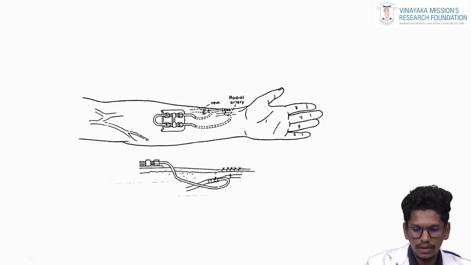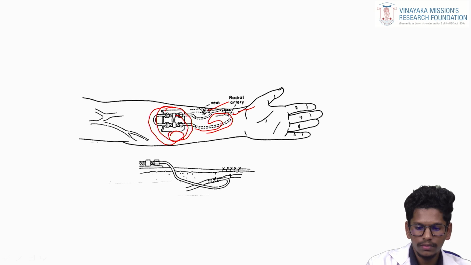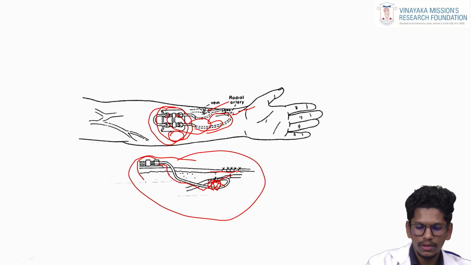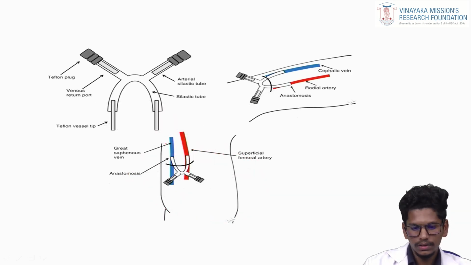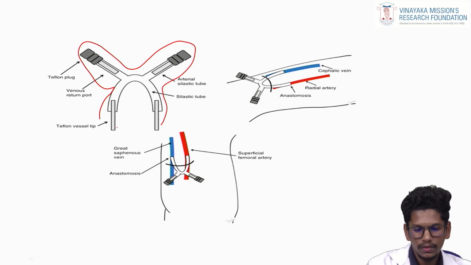So this is a picture. This is the artery, this is the vein, and this is the AV shunt described by Scribner. From there, blood is taken out and the purified blood returns to the patient's body through the venous line. This is the internal segment, which shows how they anastomose these vessels in the body. This is the artery and this is the vein. This is the AV shunt, showing the Teflon vessel tip, venous return port, Teflon plug, and arterial elastic tube.